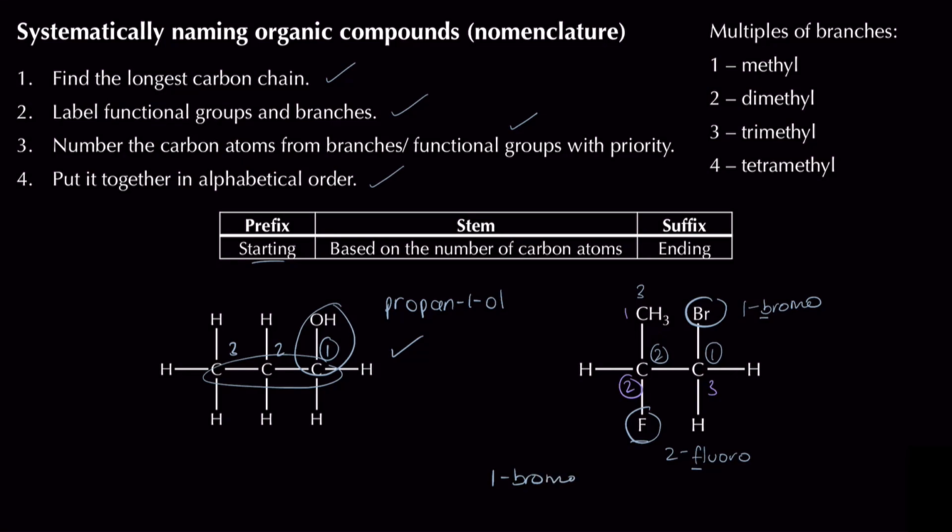So we end up with 1 bromo, and then it's going to be a hyphen again to separate the letters from the numbers, and then it's going to be 2, and then it's going to be fluoro. And then we just put our stem prop, and then it ends in "ane". So I've got 1 bromo, 2 fluoro, and then it's going to be propane itself. And there's that one done.